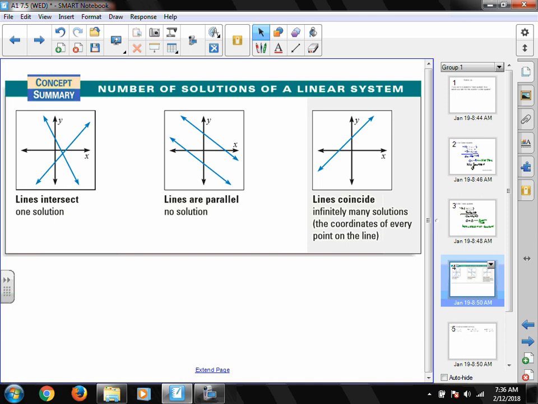Then you are going to have no solution. So those two lines are parallel, they'll never intersect. Then the last example we kind of looked at was the one on the far right here. Lines coincide, meaning that the lines are stacked right on top of each other. That means that we have infinitely many solutions. Those lines are going to run right on top of each other and be the same at any point on that line.